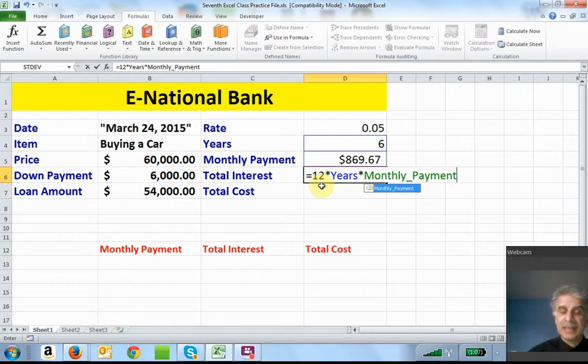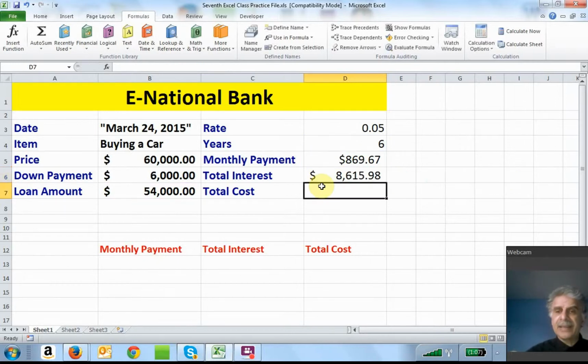But remember, at the beginning, I took out a loan. So my loan amount should be subtracted. And right now, if I hit the enter key, that would be the total interest I'm paying for the duration of this loan. So again, let me assign name to it.